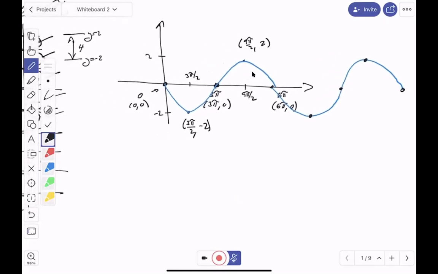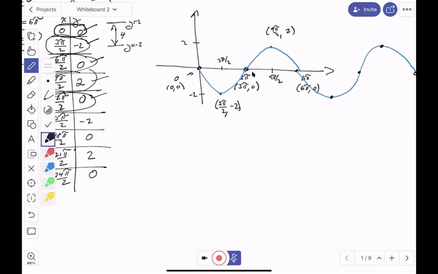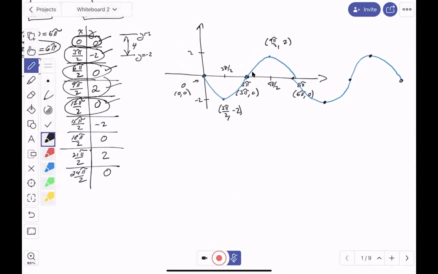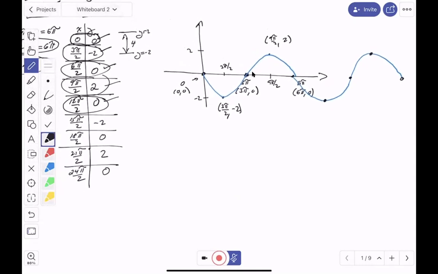All right, this is why it's so important you have a table down, right? But you can count here. I'm going to start putting these points down for you. What's this point over here? I'm just looking at my table. It's 15 pi over 2, comma minus 2. What's this point? 18 pi over 2, comma 0.